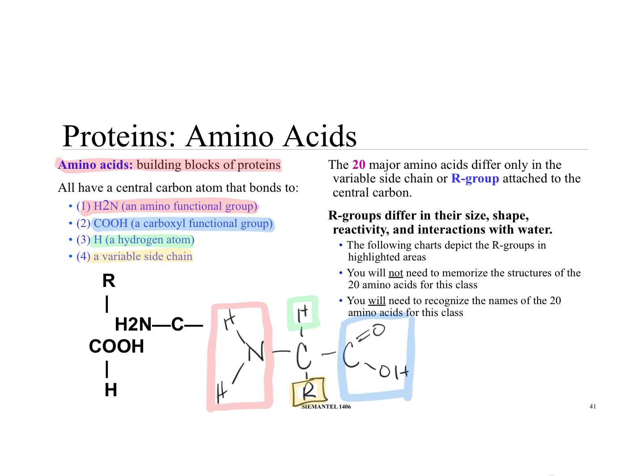So there are 20 amino acids, and the only difference between them is this R group that is found on the central carbon. The R groups are going to differ in terms of shape and size and charge, reactivity, how they behave in water, all of those things. So there will be a chart coming that shows all of the R groups, and the good news is you don't have to memorize those structures. The quote-unquote bad news is you do need to be able to recognize the names of the amino acids if they, not if, but when they pop up.